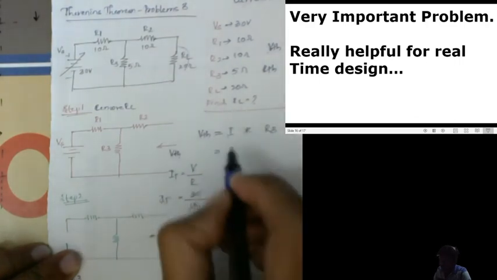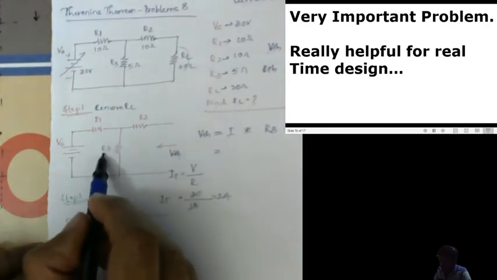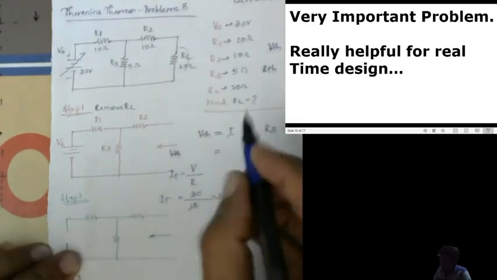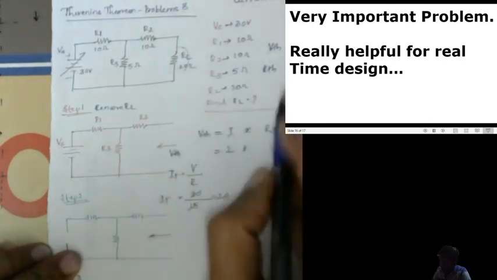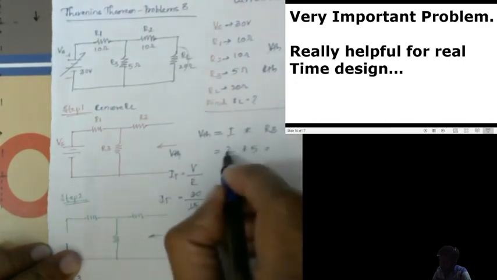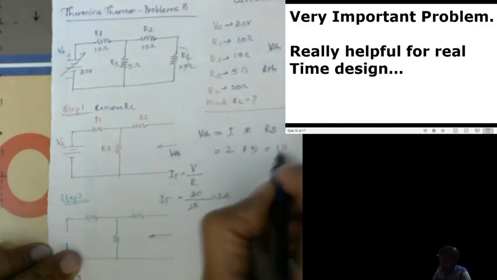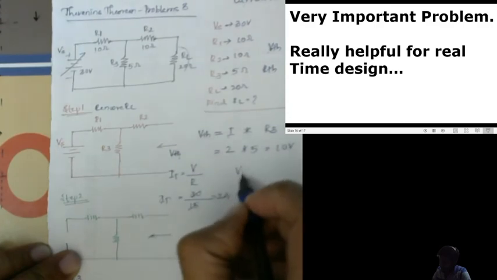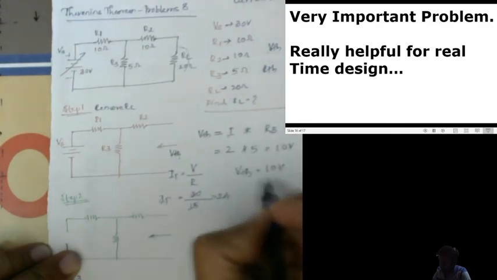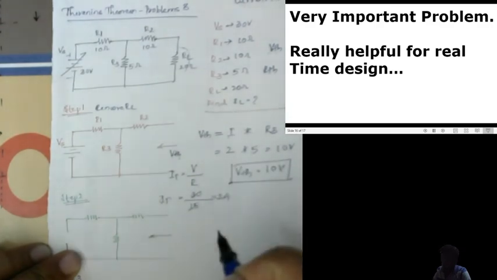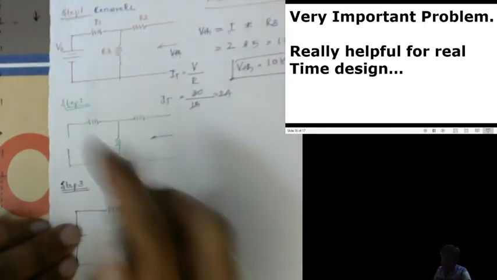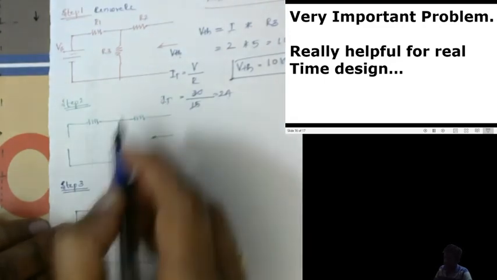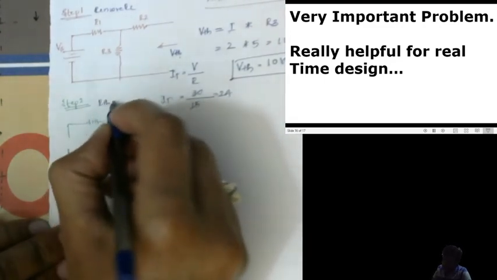Therefore the current through this resistor is 2 into what is the value of R3? 5. 2 times 5 is 10. The V Thevenin is equal to 10 volts. The next is step 2, you need to find the RTS.